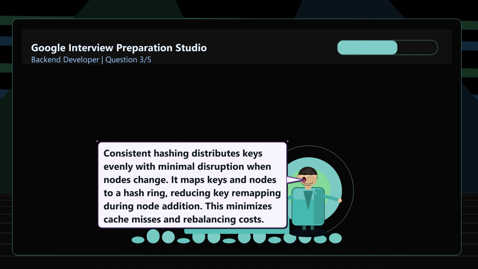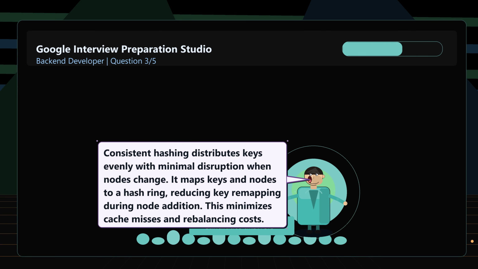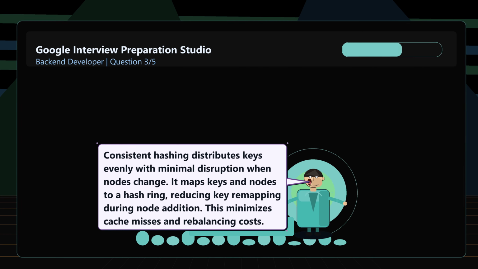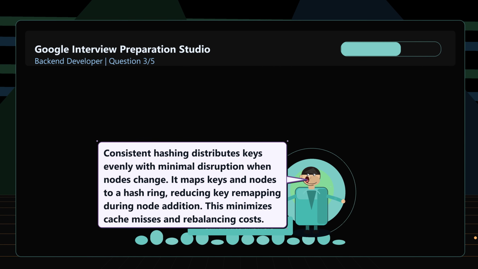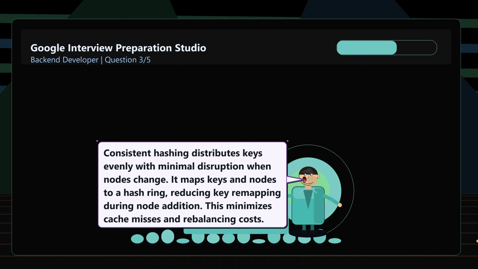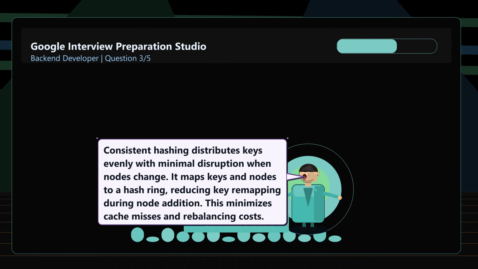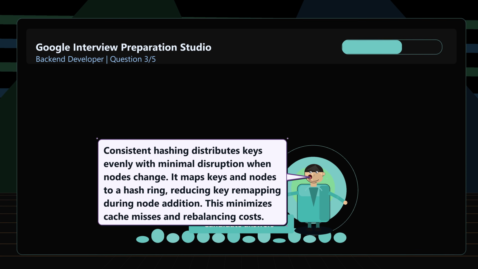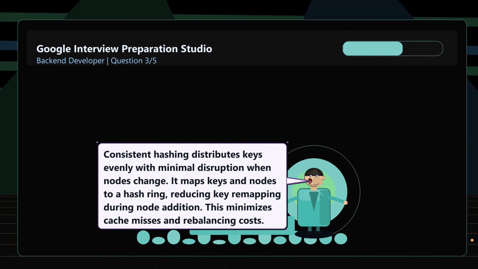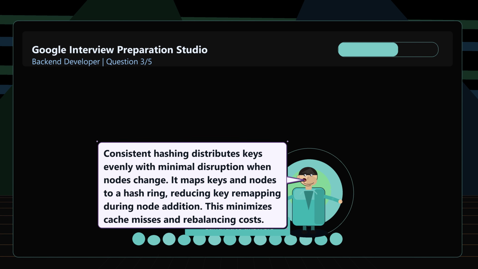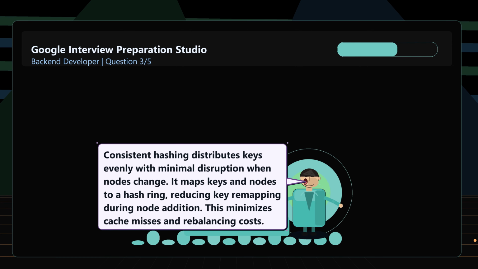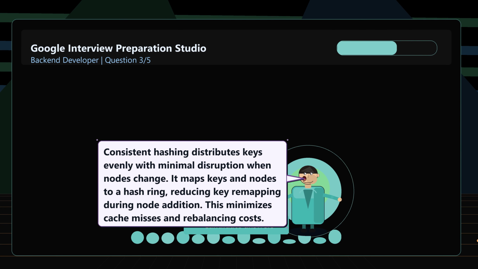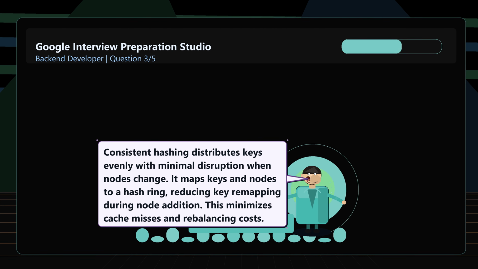When a node is added, only a small fraction of keys need to be remapped to the new node instead of all keys as in traditional hashing. This reduces cache invalidation and rebalancing overhead. One trade-off is complexity in implementation and potential load imbalance if nodes are not properly virtualized. Overall, consistent hashing efficiently handles node additions with minimal disruption, improving cache stability and scalability.